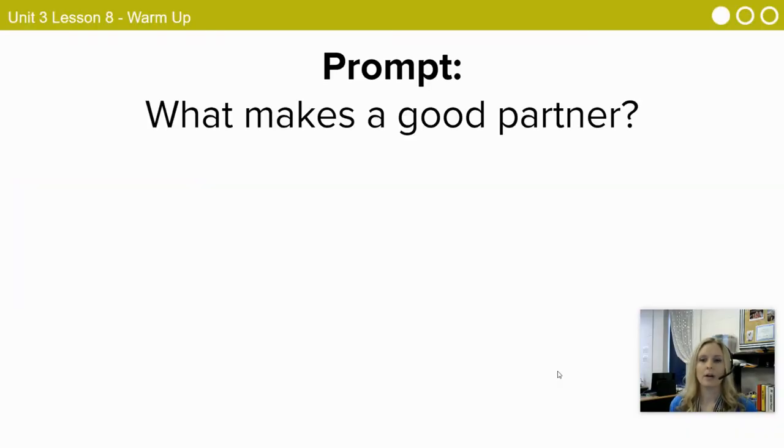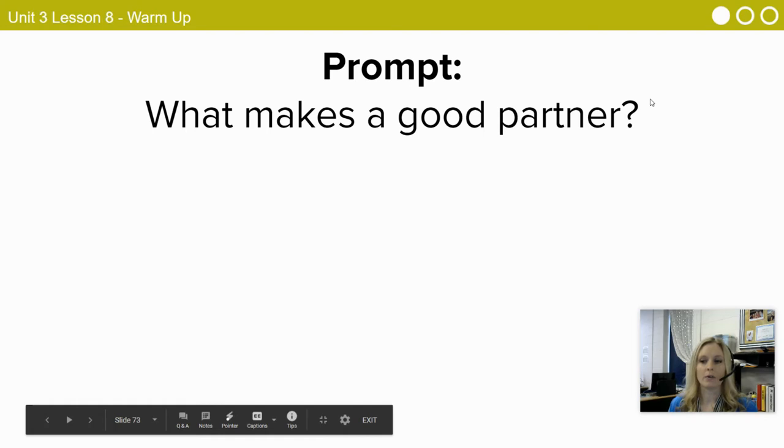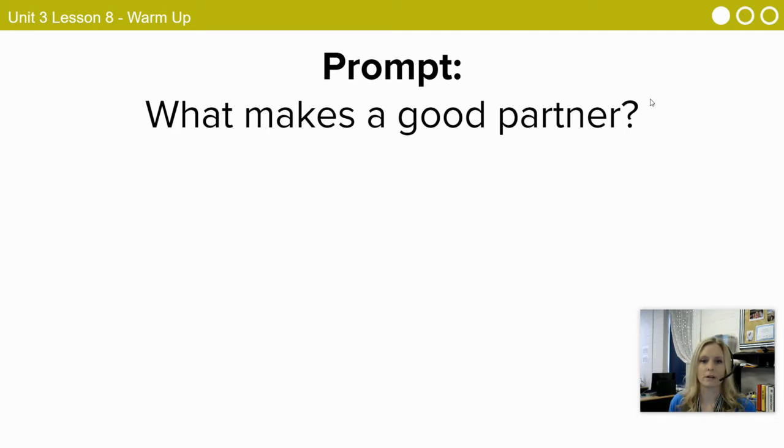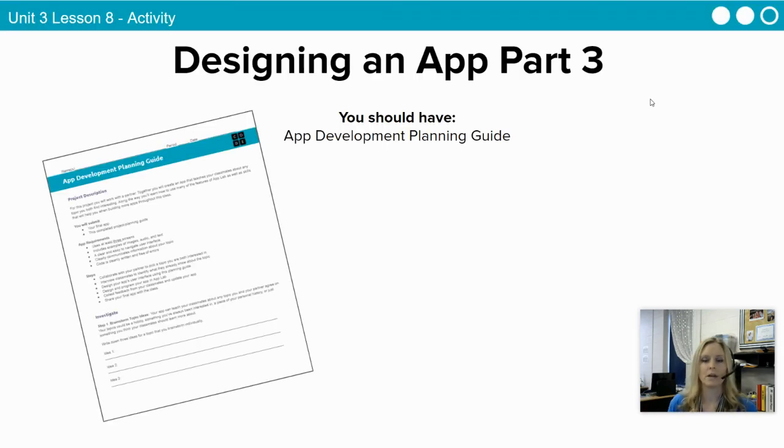So, as a warm up, I wanted you to just think about the partner that you chose for this project and think about what makes a good partner. Some things that you might think about are someone who listens, someone who contributes, and in general, a good partnership means that both people are sharing the work evenly. So, as you go through the next couple of days, make sure you are being a good partner. And for choosing a partner for the next project in the next unit, make sure that you make a good choice. So this is part 3 of our designing an app project.